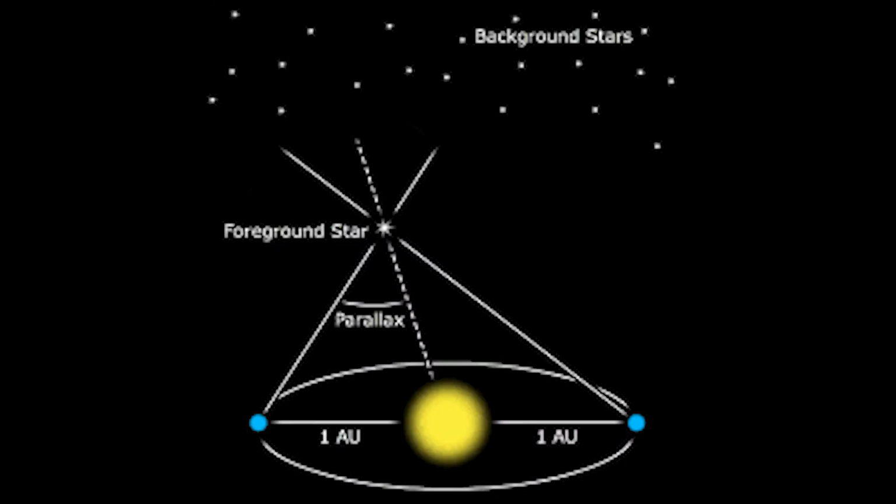Finally, there are 3 different measurements used to measure the distances to stars and galaxies, and these are parallax, standard candles, and redshift.